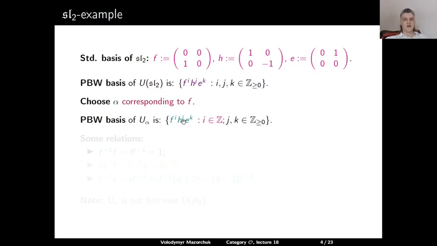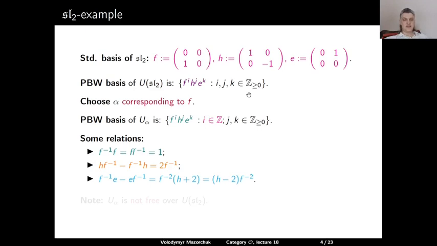So we have inverted the element f. It is easy to see that in the algebra U of alpha, we have the following relations. We have the obvious relation that f and f inverse are inverses of each other. Then we have the relation h f inverse minus f inverse h is equal to 2 f inverse. So we should take the commutation relation between h and f and multiply it with an f inverse on both sides to obtain this one.